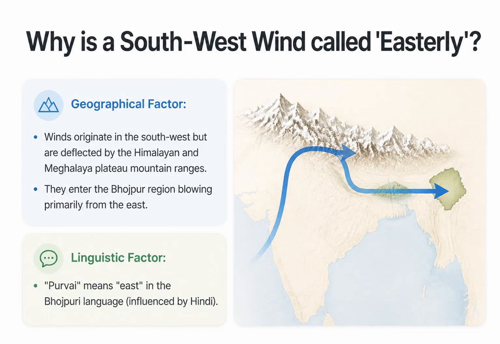But wait, if it's the southwest monsoon, why call it an easterly wind? There are two reasons. Geographically, as the monsoon winds travel northeast up the Bay of Bengal, they hit the massive barriers of the Himalayas and the Meghalaya Plateau. These mountains deflect the winds westward, up the Ganga Plain. So by the time these winds reach the Bhojpur region, they are actually blowing in from the east. Linguistically, the word Purvai simply means east in the local Bhojpur language, leading to the name Purvaiya.